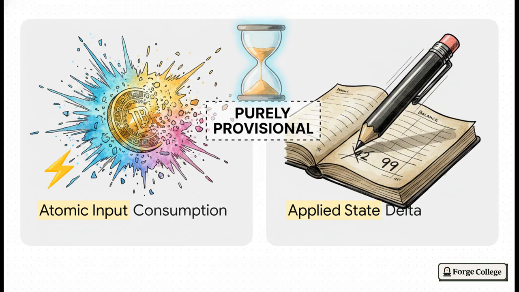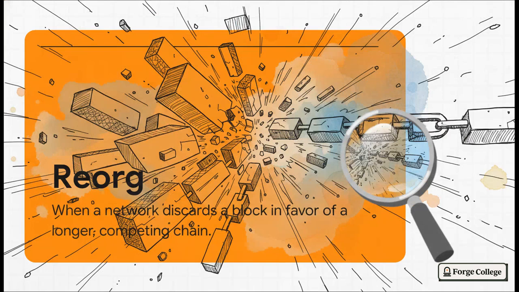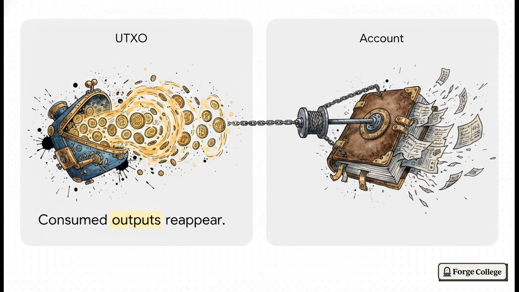However, and this is super critical, you must treat these immediate updates as purely provisional. Now, why provisional? Well, 2 words: blockchain reorgs. A reorganization happens when a blockchain network suddenly discards a previously accepted block in favor of a longer competing chain. This right here is the exact moment where our pristine, beautiful architectural theory slams headfirst into the chaotic, messy reality of decentralized networks. And when a reorg actually hits, oh boy, these models break in totally different ways.